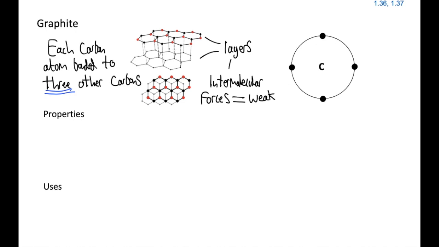And so because these layers can move over each other, this gives graphite its property of being soft and slippery, and so it can be used as a lubricating material. A lubricant is basically something which reduces friction. Now, despite each carbon atom having one less covalent bond than diamond, these bonds within each layer are still overall very strong, and so a lot of energy is needed to overcome them and to break the bonds. For that reason, graphite has a very high melting point.